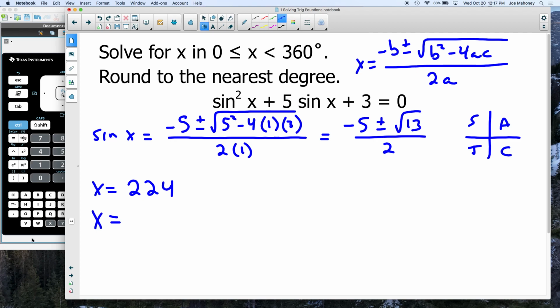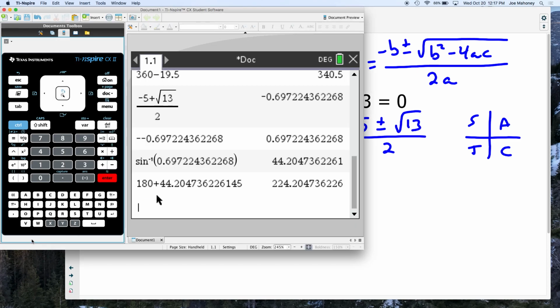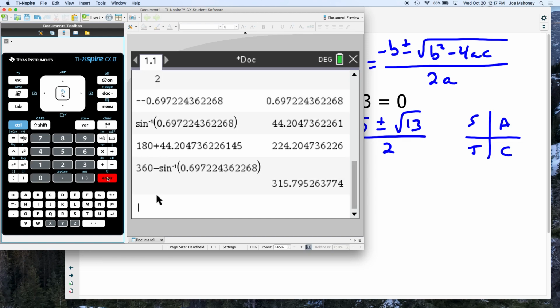The other angle, I'll do it on the calculator. I want to do 360 minus, and watch what I'm going to do. I'm going to hop all the way up there, and I'll just take that whole expression there. So my other angle is 316 degrees.